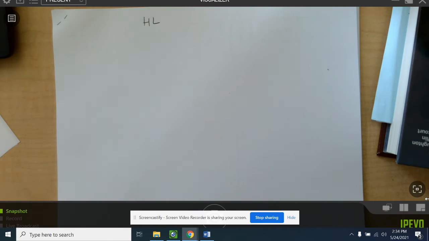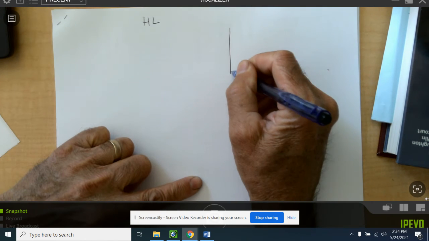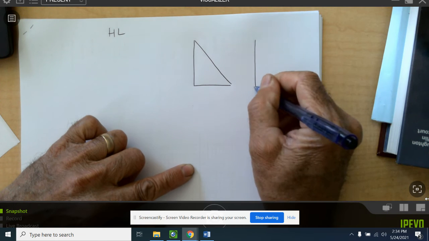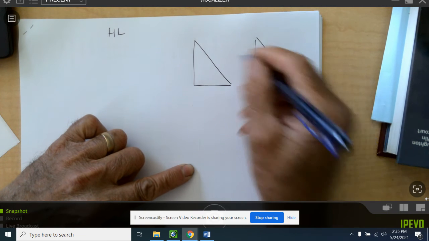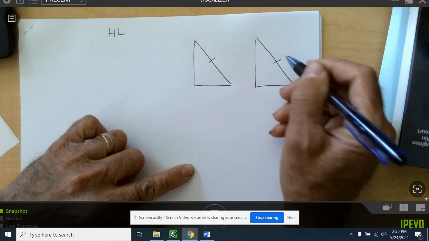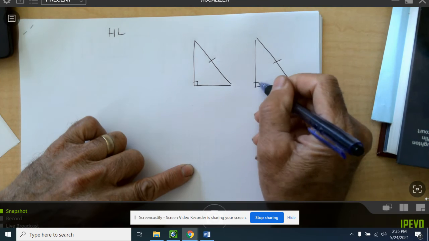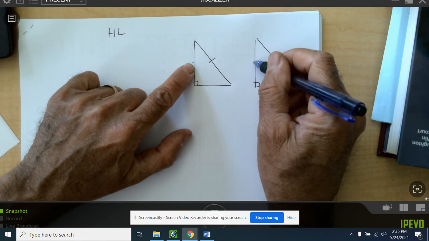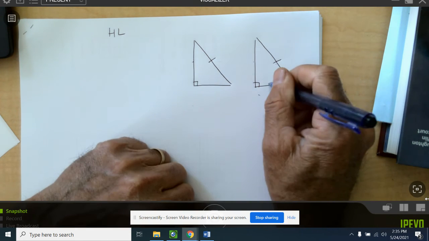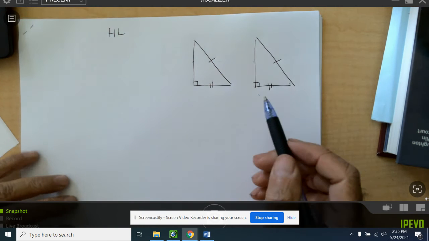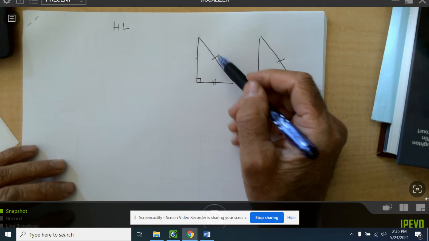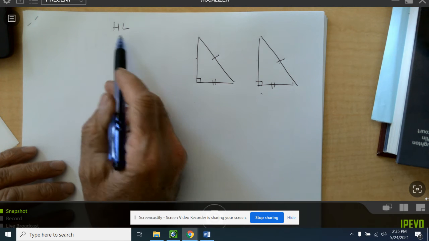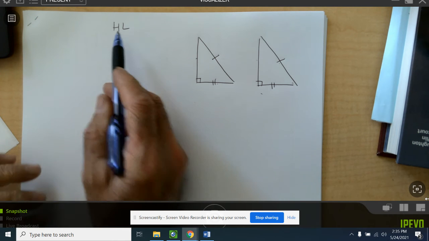Now, the last one is also for right triangles. So this is our hypotenuse. Let's say we have the hypotenuse pair congruent, and one of the legs. It doesn't matter whether it's this pair of legs or this pair of legs, but one of the legs. Now notice this pattern is side, side, angle, which doesn't work, so we can't use that instead. This one is more important because of that fact.